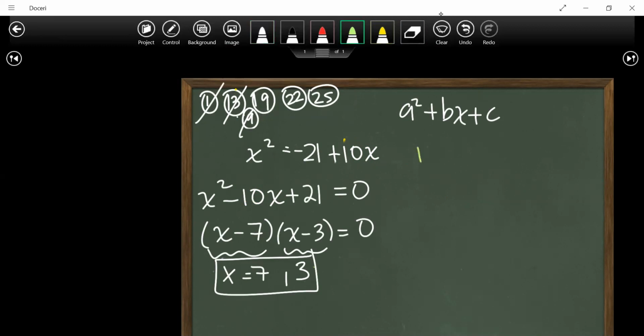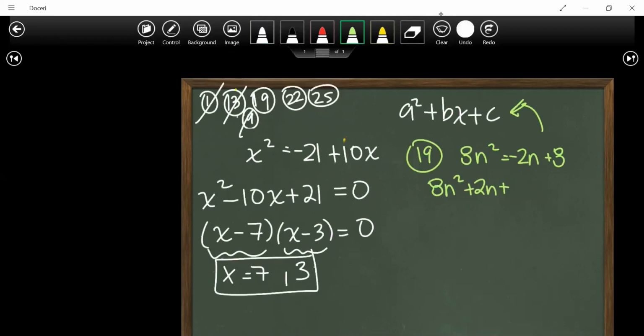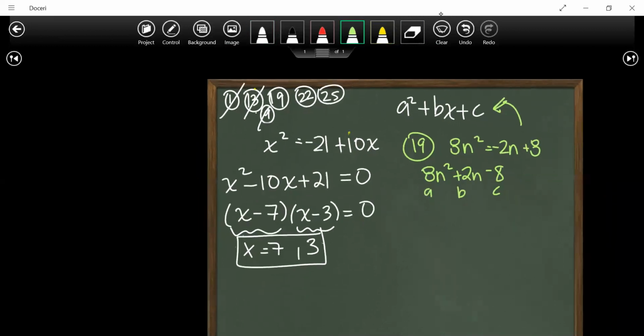I'm going to do 19 on the side because I have a little bit more room on this one. 19 is going to be 8n squared is equal to -2n plus 8. If, again, we want to use the quadratic equation that's up there, we just got to rewrite it in terms like this. So 8n squared plus 2n plus 8. I'm just kidding. It'll be -8. This is going to be our a, b, and c. We got to be able to plug it into the equation.